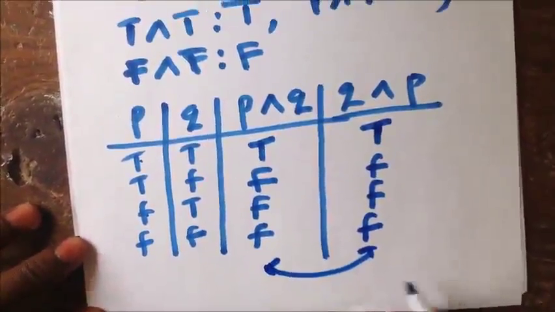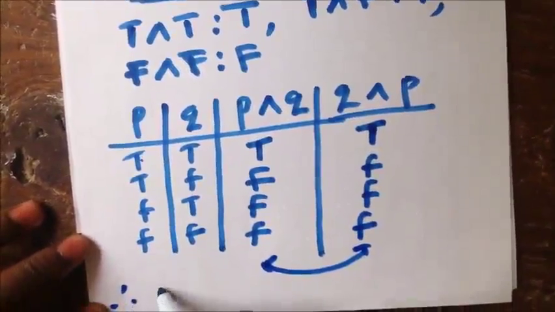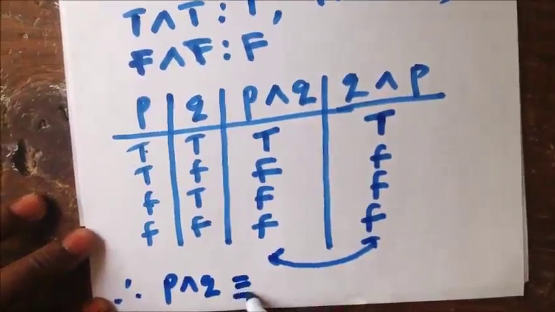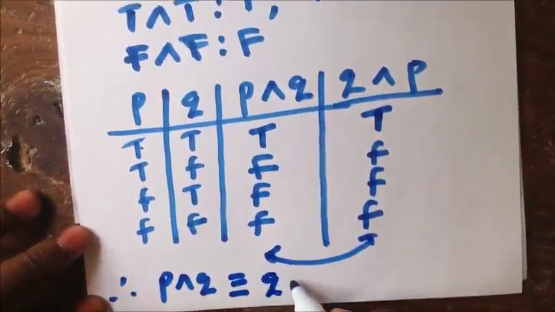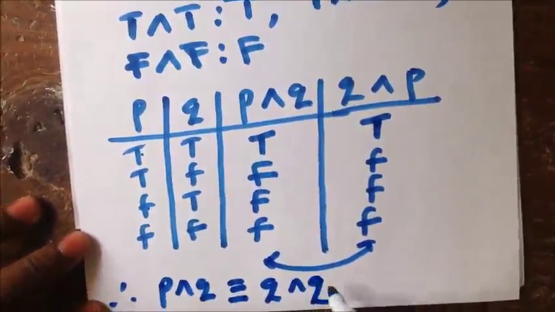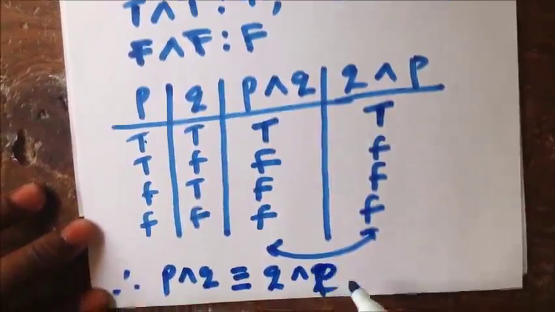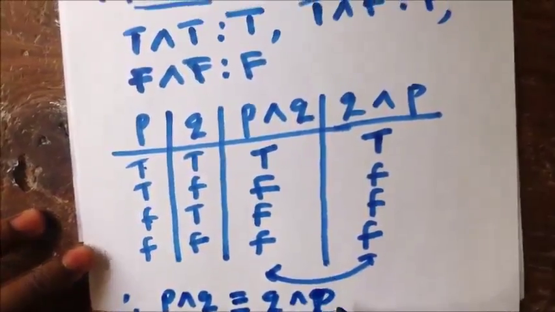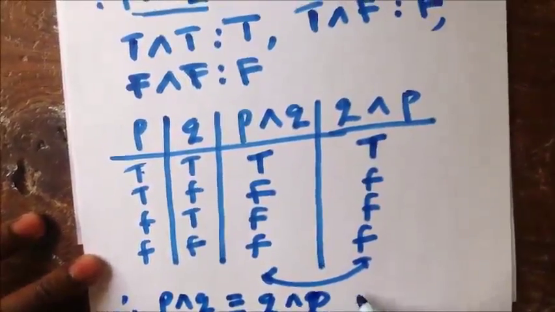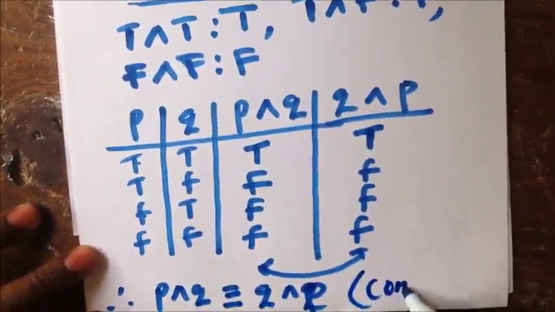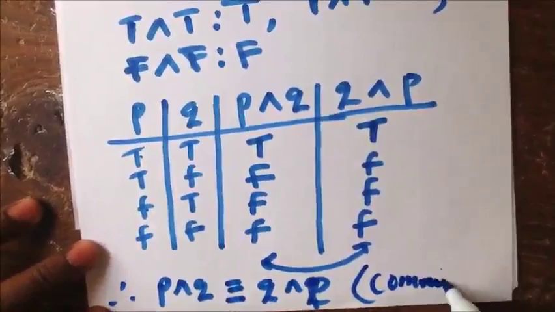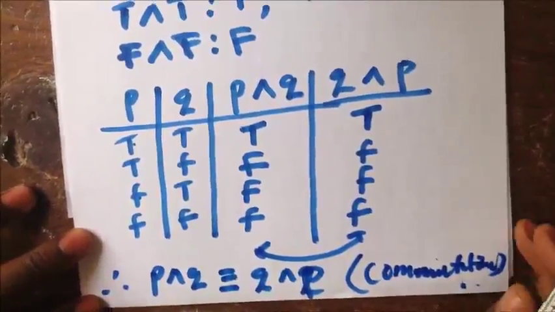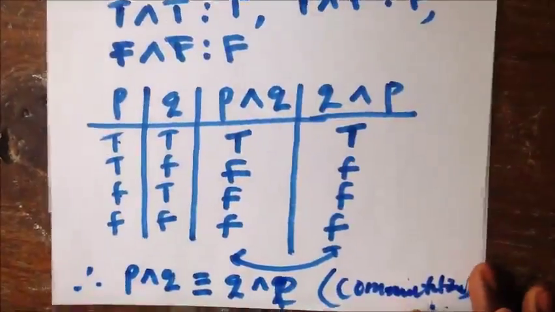They're the same. So you can now say, okay, therefore P and Q is logically equivalent to Q and P. This is logically equivalent because we don't use equals in logic, it's just logically equivalent. And this is called commutative. Meaning this conjunction is commutative.